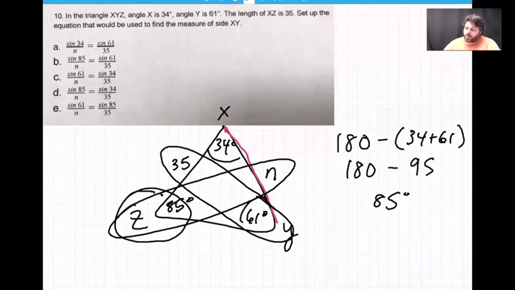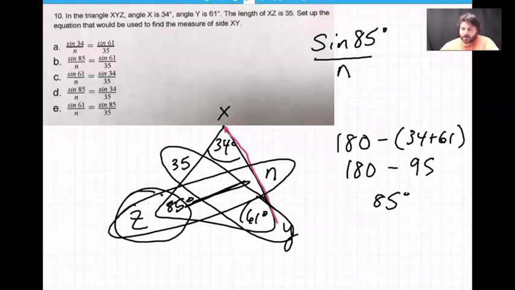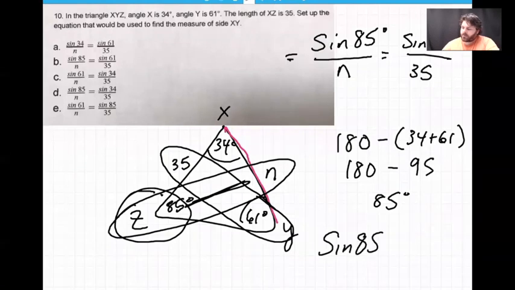Okay, so remember, use the ones that are opposite of each other. So the sine of angle Z, which is 85 degrees, divided by the side length associated with it, so the one across the way, should equal the sine of angle Y, which is 61 degrees, divided by the side length opposite of it. Sorry, I just realized that you can't see this. I'm going to rewrite it down here. Sine of 85 degrees divided by n equals sine 61 divided by 35, right?